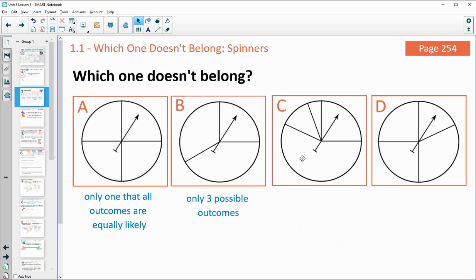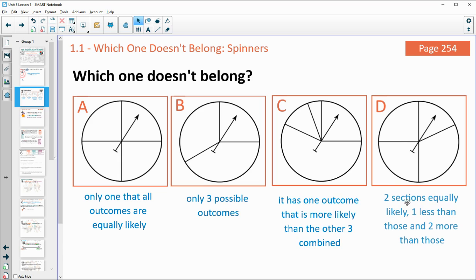C, you could have maybe said that there's one space here that's more likely than all the other 3 combined. And D has 2 outcomes that are equally likely, one that's less than those and one that's more than those. So maybe that's a reason why you chose D.